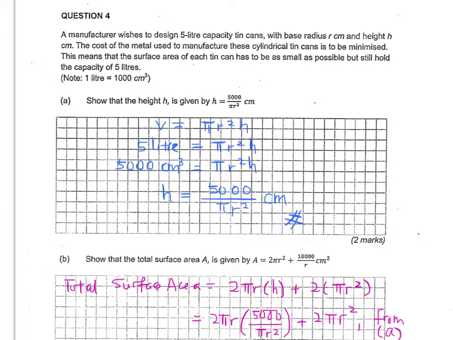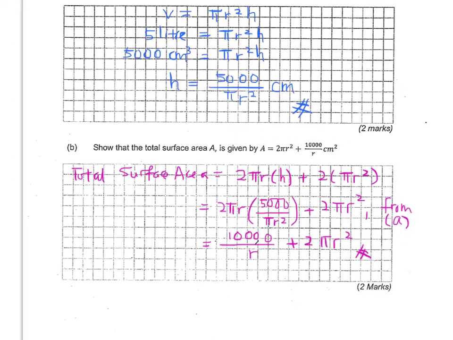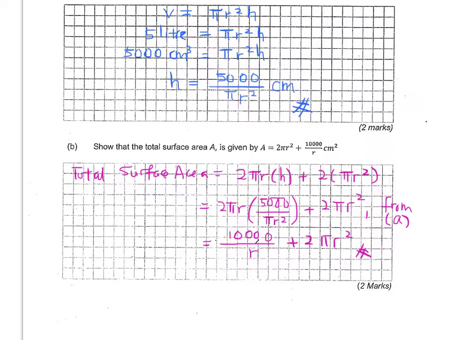This is cm because the r square is going to be cm square. So just cancelling the units of cm, you get cm. And part B is also pretty straightforward, but it's a bit tricky, but it's okay.